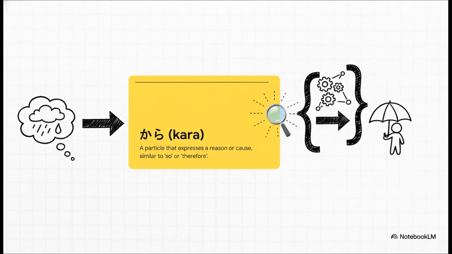So what is kara? Well, fundamentally, it's a particle that you use to show a reason or a cause. Think of it like so or therefore in English. It signals that whatever you said just before it is the reason for what you're about to say after it. Now, a lot of people try to translate it directly as because, but honestly, thinking of it as so or therefore often makes more sense. It really helps you see that clear logical link from a cause to a result.